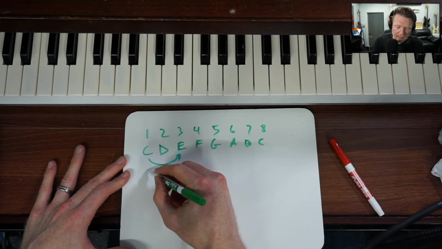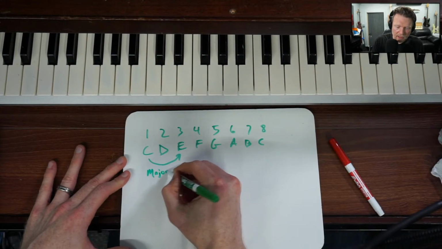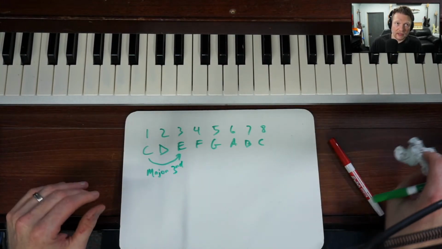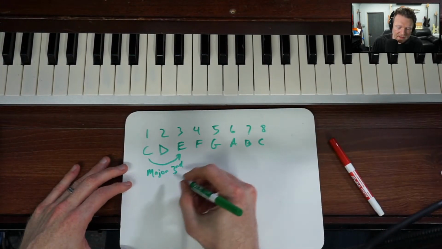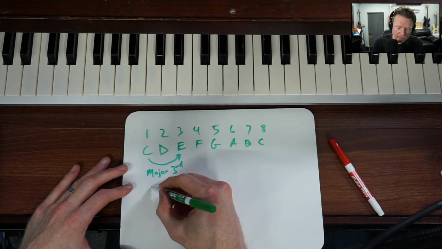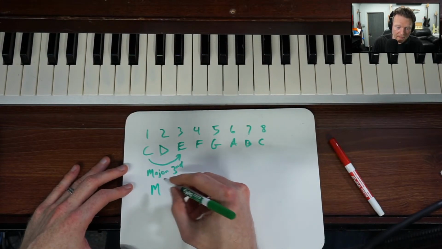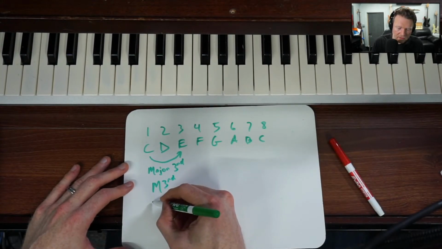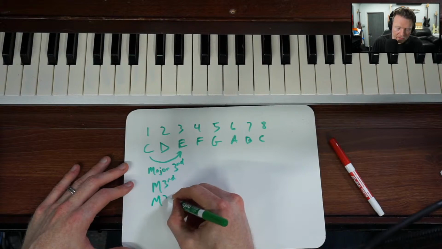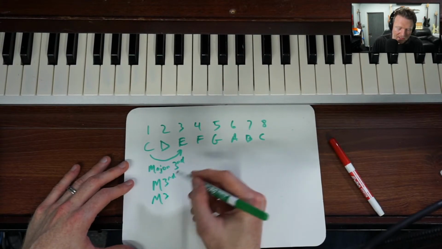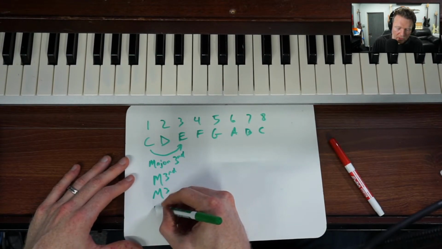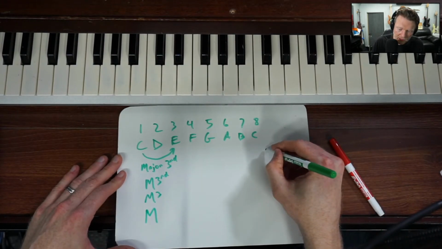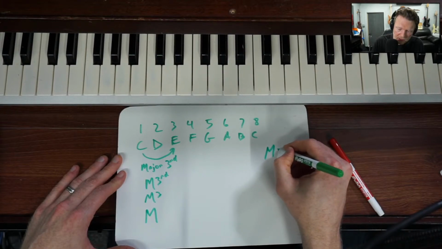And we are not going to write it out like this. We are going to write it out in a couple different ways. One way is you could write out a big M and then a 3. But the easiest way to do it is we're just going to write a big M. A big M equals major.